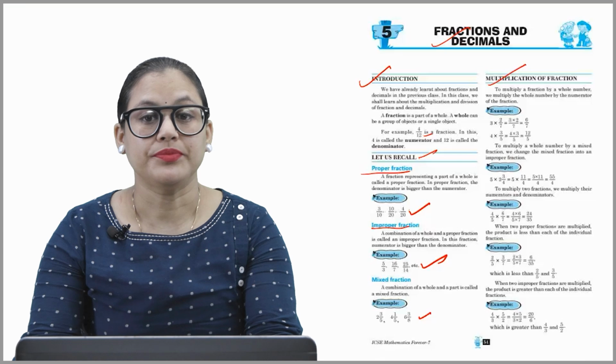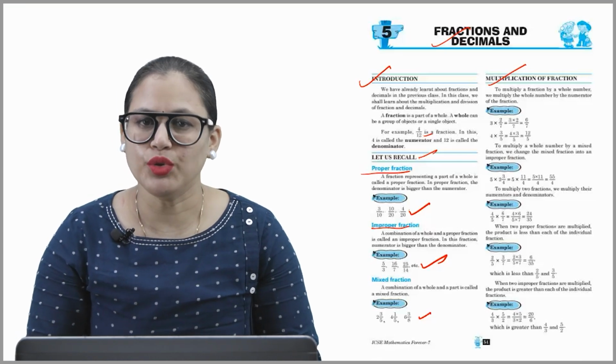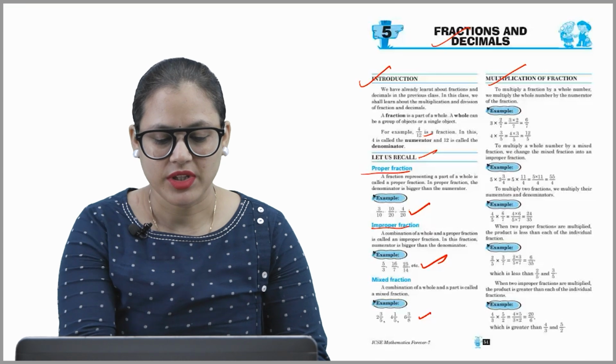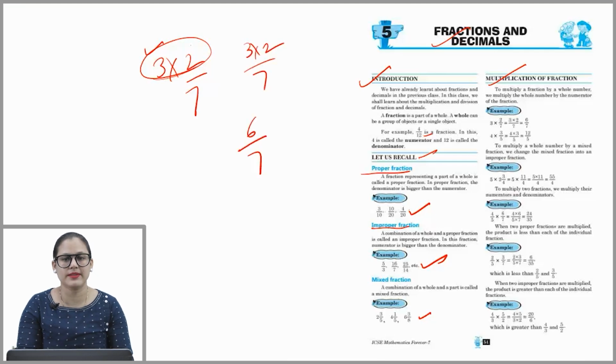Multiplication of fractions. To multiply a fraction by a whole number, we multiply the whole number by the numerator of the fraction, okay? For example, 3 into 2 by 7. We are multiplying a whole number by a fraction. So, we will multiply the numerator and then the denominator. 3 2s are 6 by 7, okay?